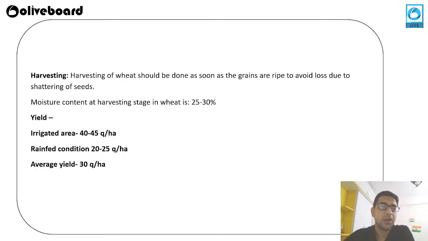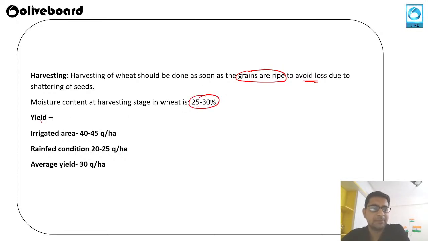Now how are we going to harvest it? Harvesting of wheat should be done as soon as the grains are ripe. As soon as the grains are in the ripening stage, we have to harvest so that we can avoid losses due to shattering of the seed. Normally the moisture content at the harvesting stage should be around 25 to 30%. In an irrigated area, we will get a yield of around 40 to 45 quintal per hectare.